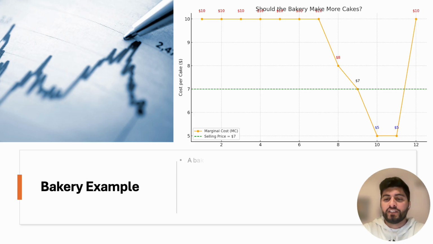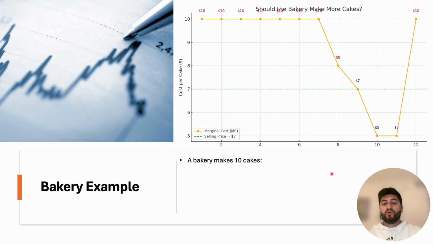Now, here's a real life example to make this easier, just so we can visualize it and understand it a little bit better. So imagine a bakery is making cakes. Each cake adds some cost, right? You have to pay the chef or the baker. You have to pay electricity. You have to pay all the things that are required to make a cake.